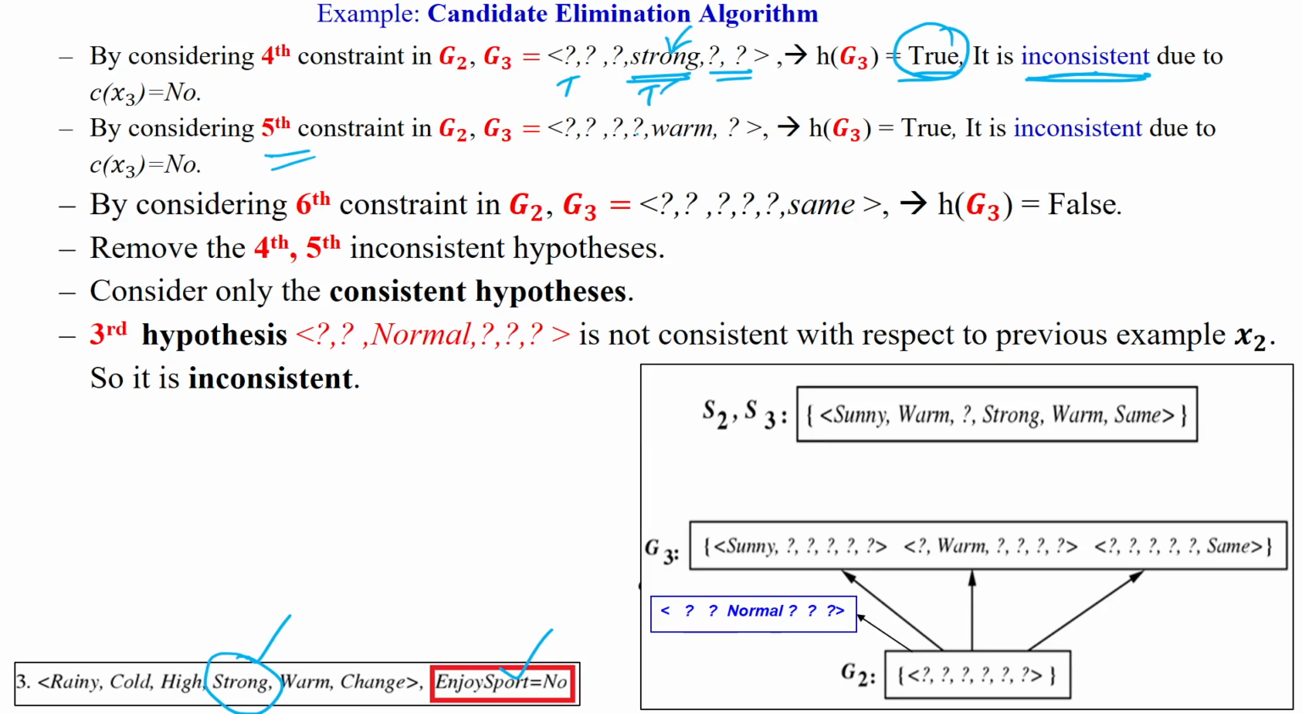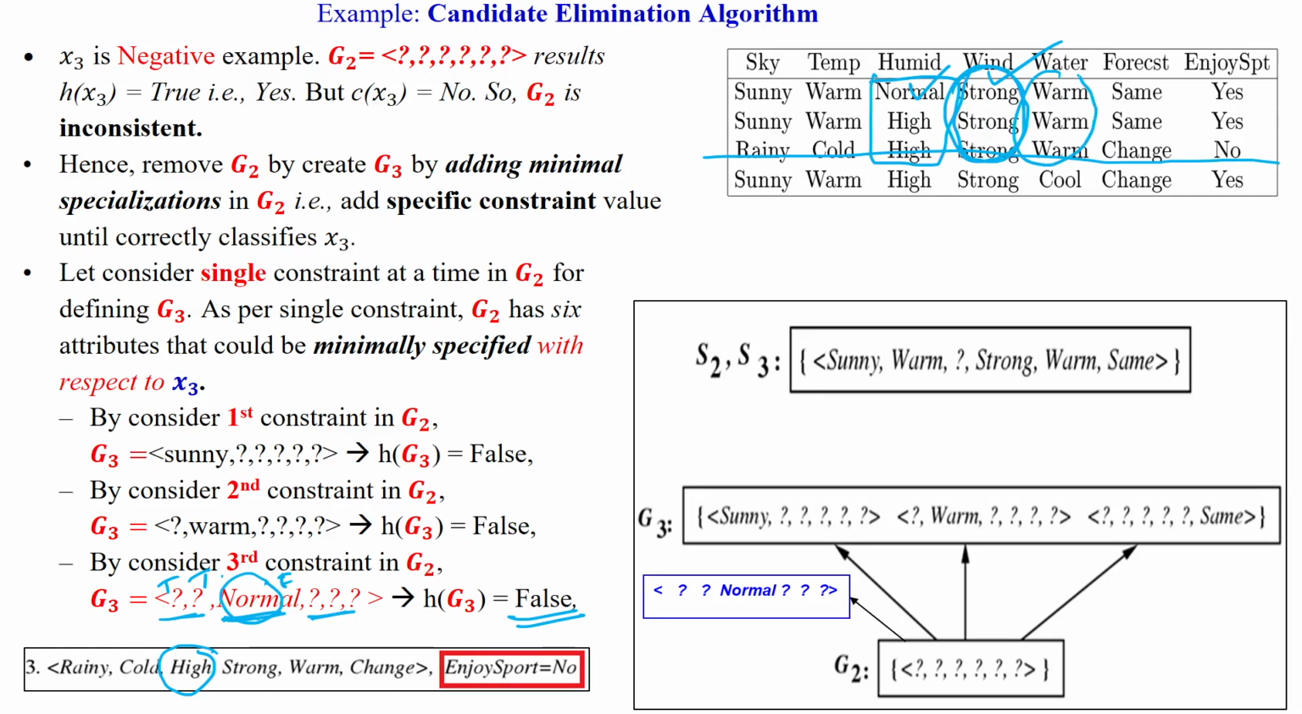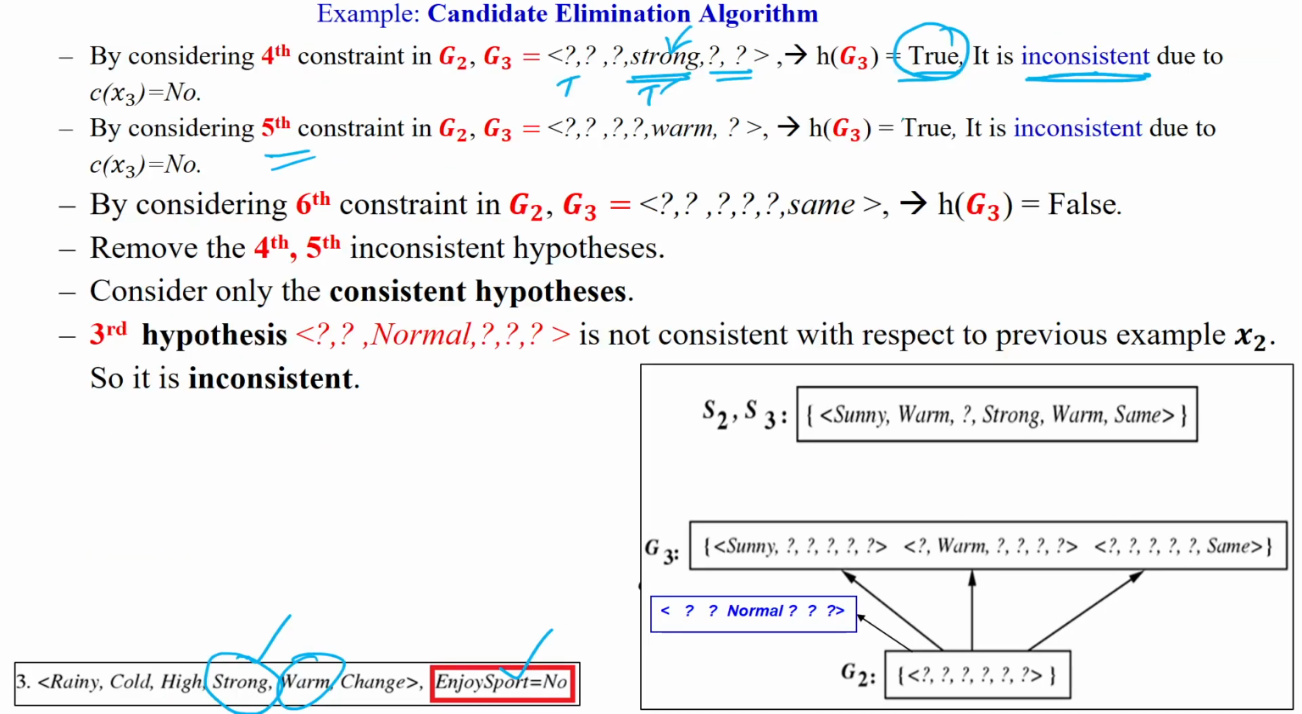Then the fifth constraint, here it is warm. You have to check, is there any other value until only x3. We have not gone to this one yet, it is only the third iteration, x3. So we should not consider this example as of now. This is also giving you a true, it is accepting this one, right? So it is also inconsistent, d2. This is no, but this is yes.